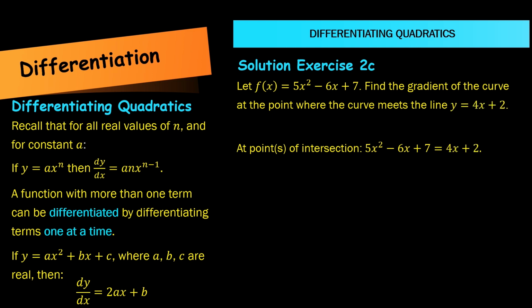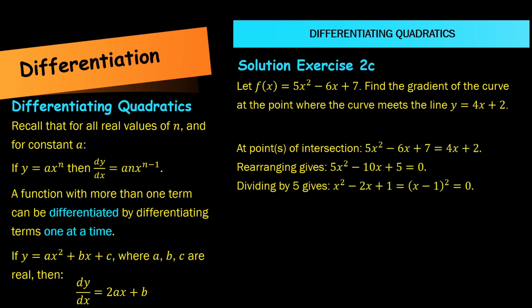So rearranging gives us 5x squared minus 10x plus 5 equals 0. And then dividing by 5, and factorising gives x minus 1 all squared equals 0. So at the point of intersection, x is equal to 1, because this is the only solution for this particular equation.